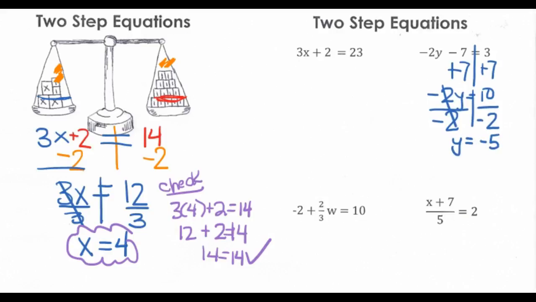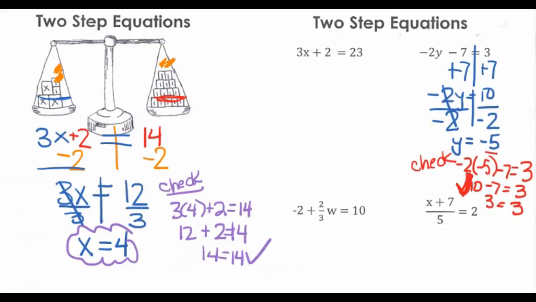Now we do have to check this. So write down your check. We're going to start with the original equation. Negative 2. Instead of y, we're going to substitute in our negative 5. Minus 7 equals 3. Negative 2 times negative 5 is 10 minus 7 equals 3. Does 10 minus 7 equal 3? Yes. 3 equals 3. This checks out.